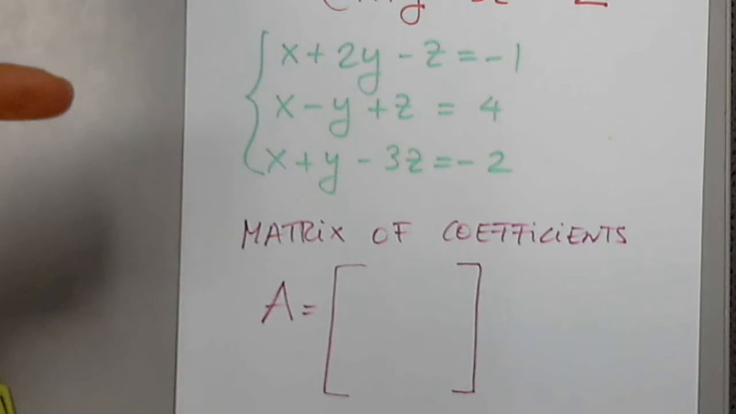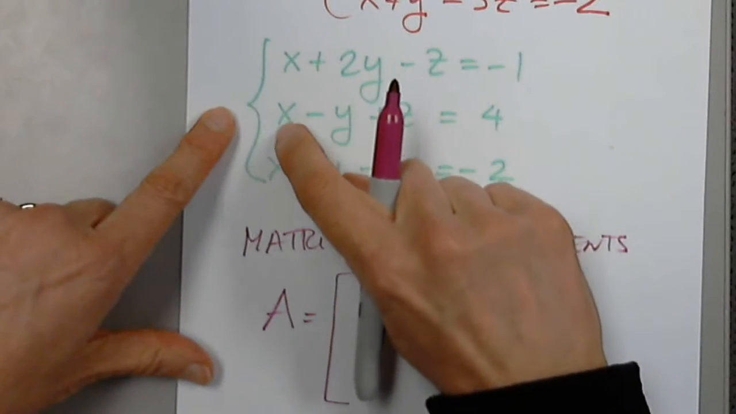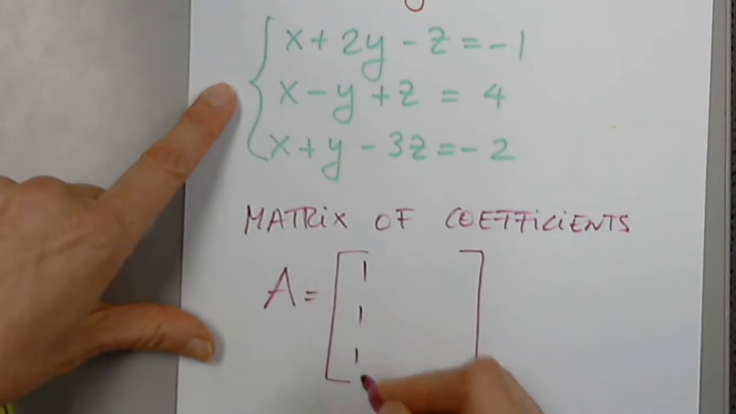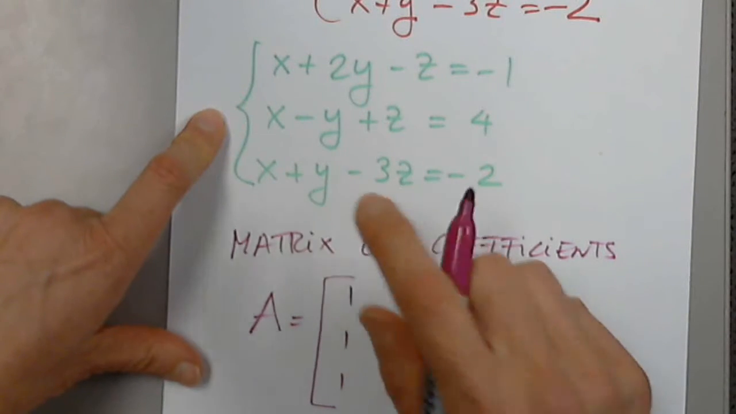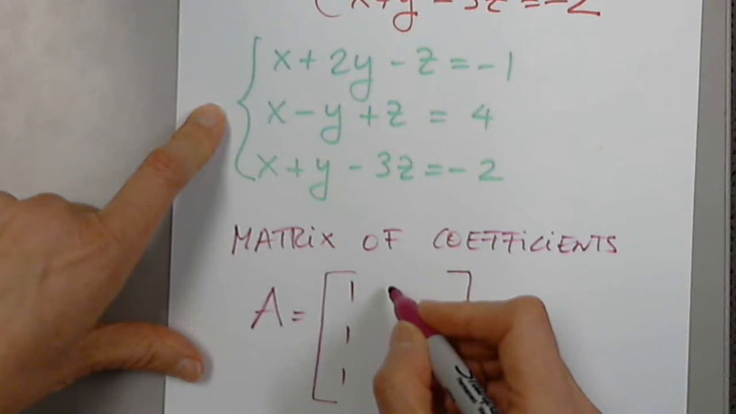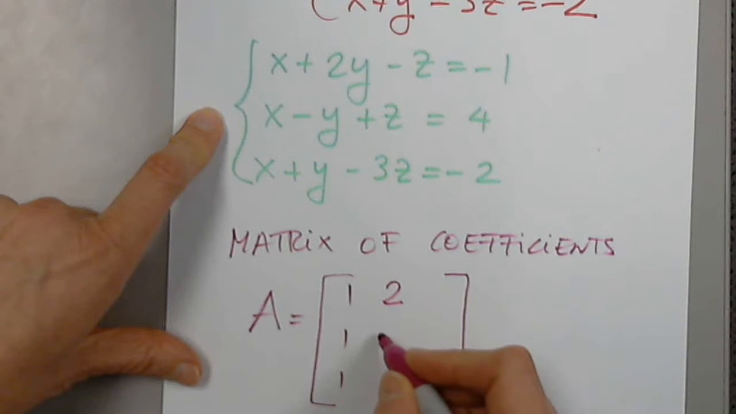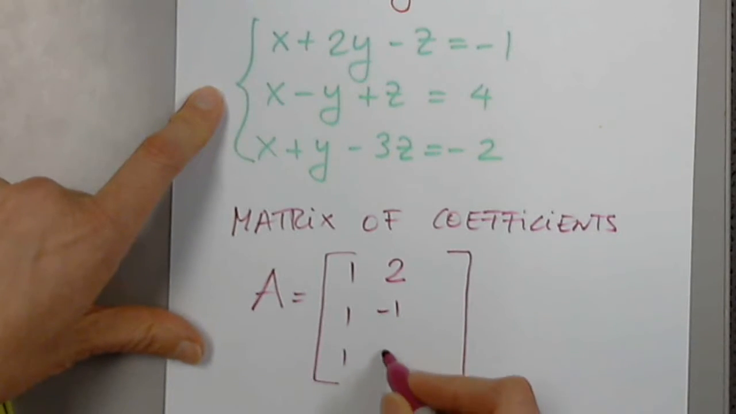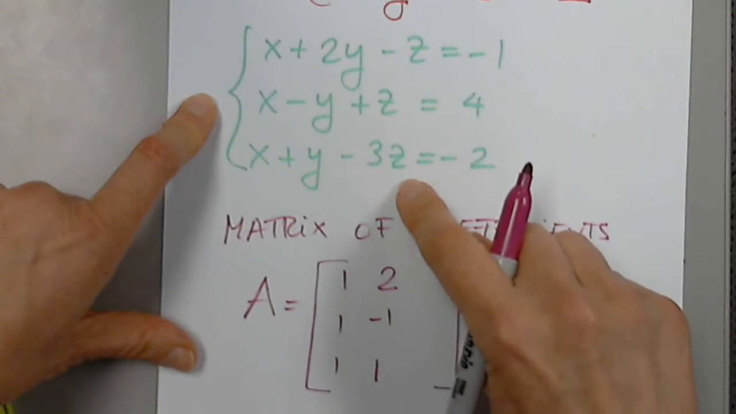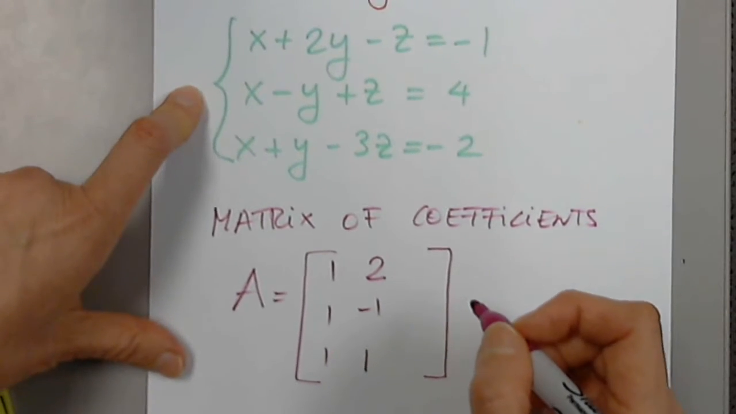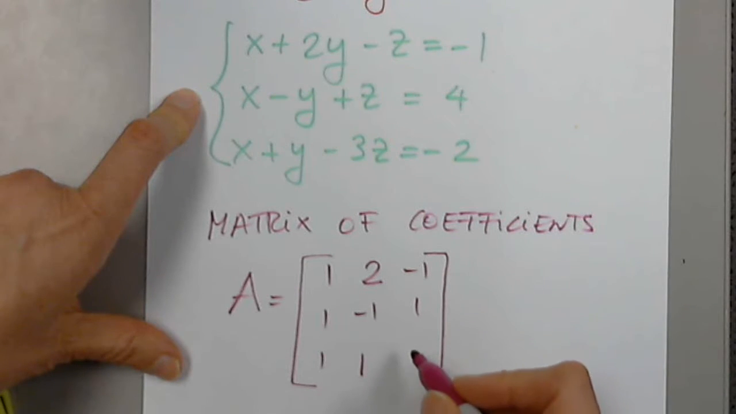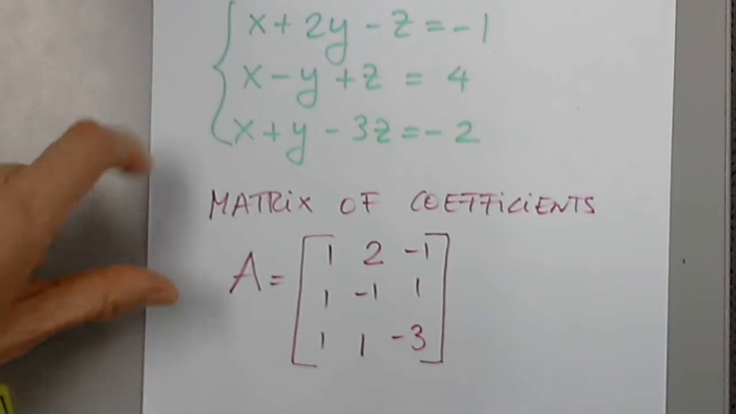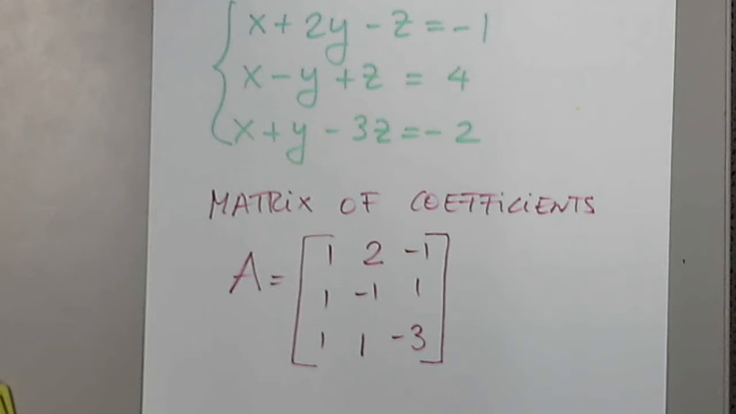Since it's a 3 by 3, I will have the coefficients of x as the first column. Can anyone dictate the coefficients of y in the second column? 2, 1, negative 1. Good. And can anyone dictate the coefficients of z in the third column? 1, 3, negative 3. Very good. So this is the way we create the matrix of coefficients.